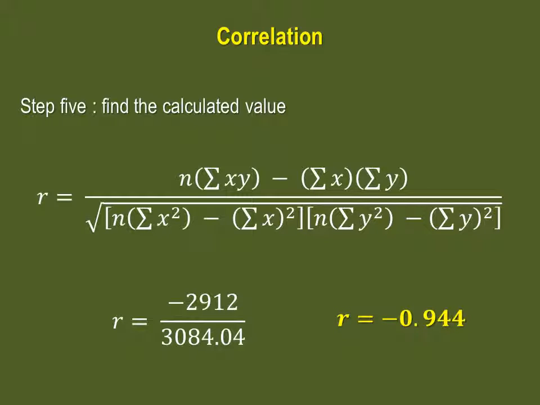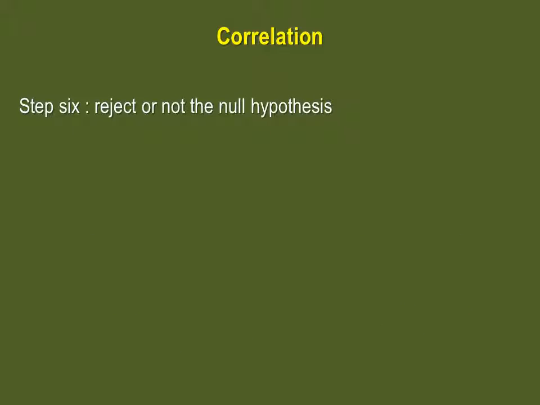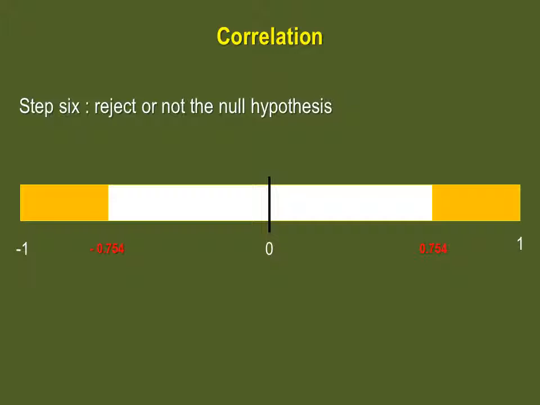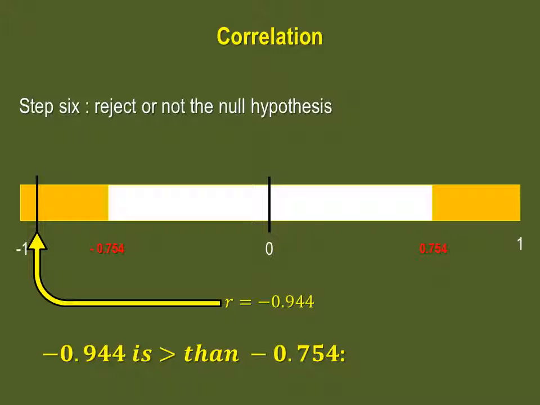Recall that we have calculated an R value of minus 0.944. If you're unsure of how we got that value, please return to the previous video. Now we verify if we reject or not the null hypothesis. Let's bring back the scale to give us a visual aid. Our calculated value was of minus 0.944, which falls approximately here on the scale. We must state, because our calculated value is lower than our critical value, and as such falls within the critical region, we must reject H0.